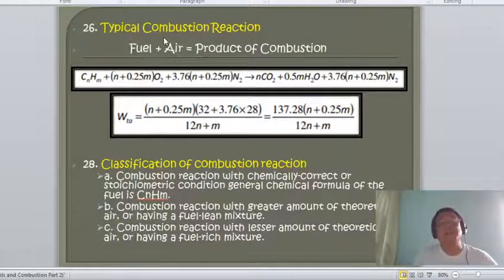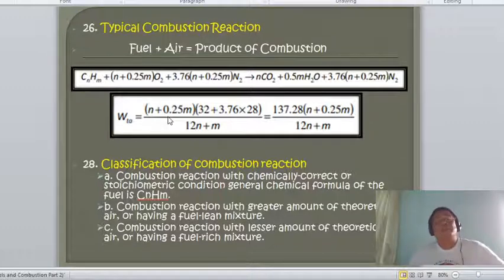And that yields n CO2, meaning the number of moles of CO2 in the products of combustion, and then the amount of water vapor in the products of combustion. And another is the nitrogen. Since nitrogen is not combustible, whatever nitrogen comes in will equal the amount of nitrogen that goes out.